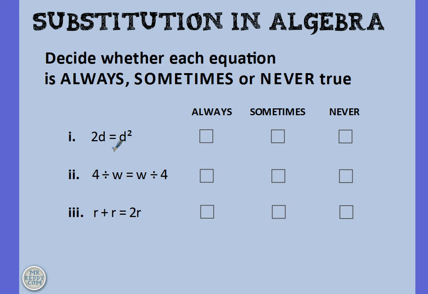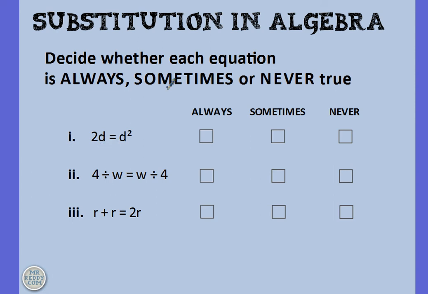Well, here's how I'd go about it. If I substitute d for a few numbers, so if I swap d out and put some different numbers in, let's see what I get. Sometimes I might find that 2d is the same as d squared, or I might find it's always the same, or never the same. Well, the only way we can test that is by putting in some different numbers for d.